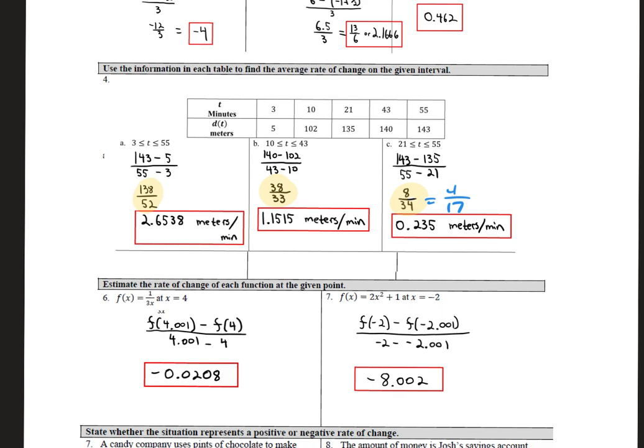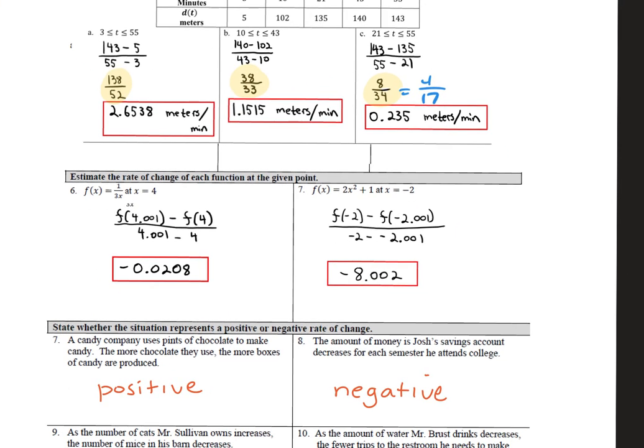The estimate the rate of change will not be on the quiz, but it will be on your test. If you use negative 1.999 here, your answer is going to be a little bit off, like negative 7.9998, which is fine. It's an estimate.